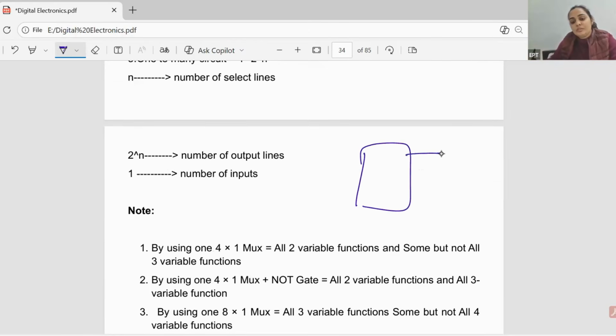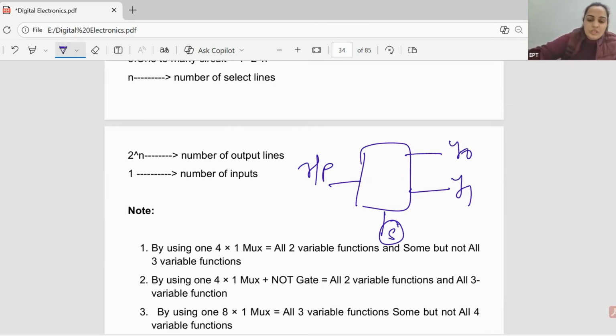It will be something like this: input, these are the outputs, y0, y1, this is the s.